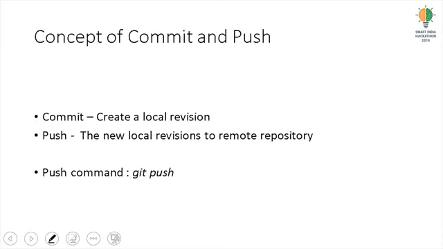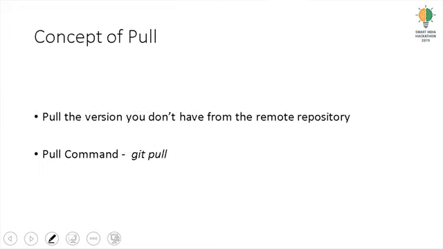When you do a commit, it creates a local revision. It is not yet available to other users. When you do a push, the local revision is copied to the remote repository, and for that you need to do the git push command. Once you have done the push, you need to do a pull. So, if you do not have that repository in your local repository, only those revisions will be pulled from the remote repository.